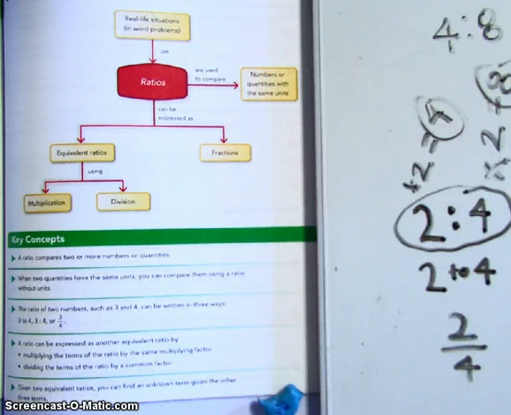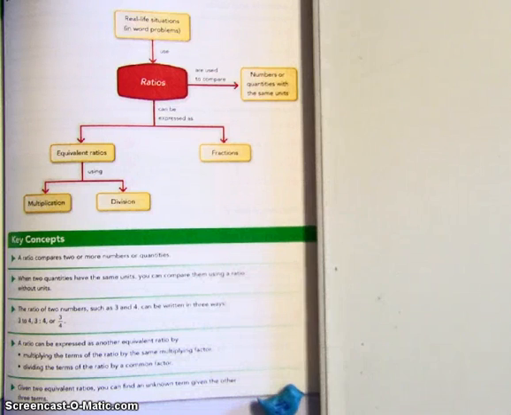Given two equivalent ratios, you can find an unknown term given the other three terms. That's also kind of what we've been working on the last couple days. I'm going to turn my paper over here so I have a fresh slate.